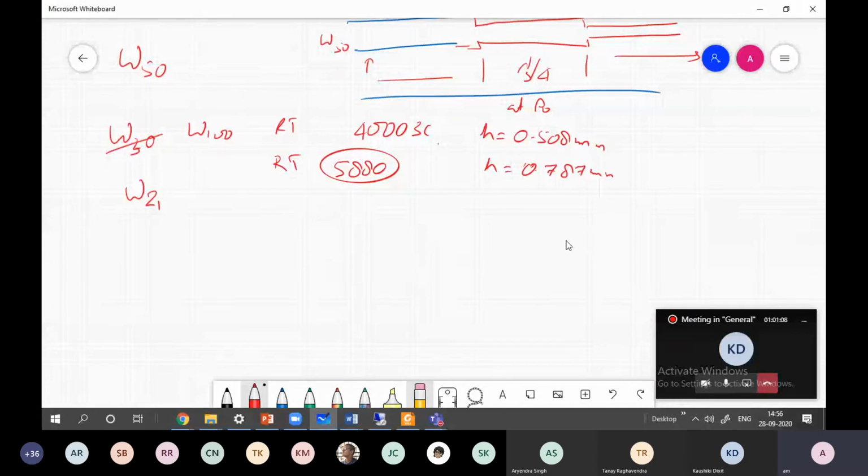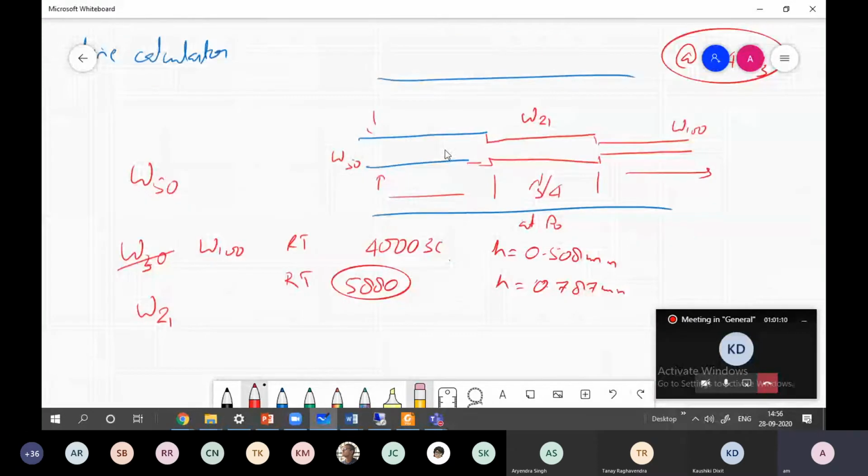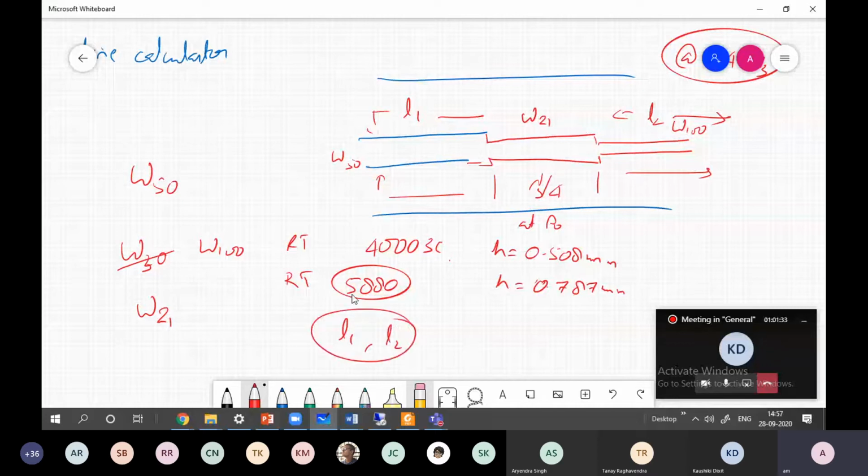As I've said, L1 and L2 can be of any length, but since we have to do the simulations and verify it, we cannot take any length. So we have to take a finite length, some values of L1 and L2, and try to solve this problem. And in MATLAB also, please try to find out, as Professor Mandal has told.